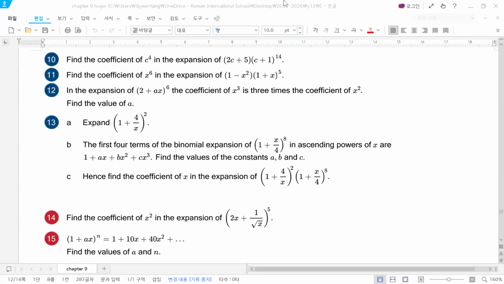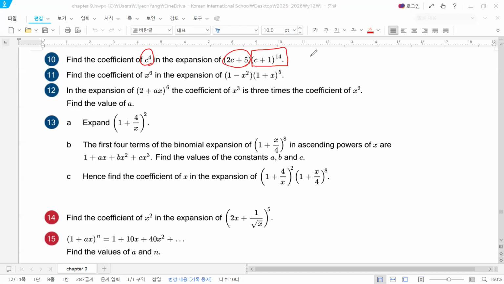Okay, students, now we are going to solve question number 10. It's difficult because you need to know what specific term you need to find. For example, you need to find the coefficient of c to the power of 4, and this binomial expansion is not just one. There is a binomial expansion and there is the other term that you need to multiply out. So you need to know how to find the coefficient of the specific term.